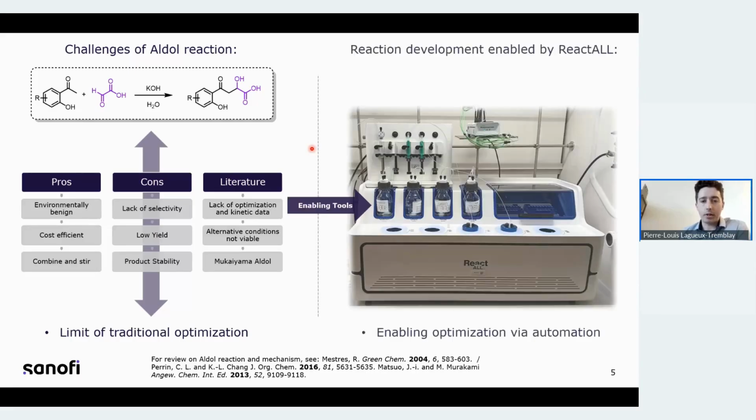So we turned essentially to enabling tools to have a better observation of the behavior of this transformation. By using automation, we thought that we could capture how the kinetics of product formation and product degradation behave for this transformation, and really give us more insights on how to control this type of transformation. The ReactALL is a very interesting tool that helps us do so, because you essentially have a platform that gives you medium throughput automation that helps us study this type of transformation.